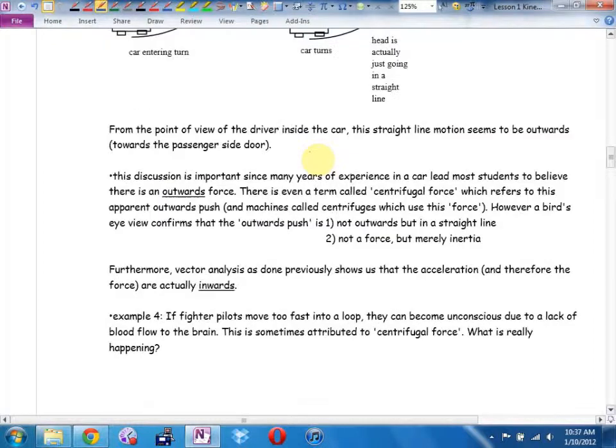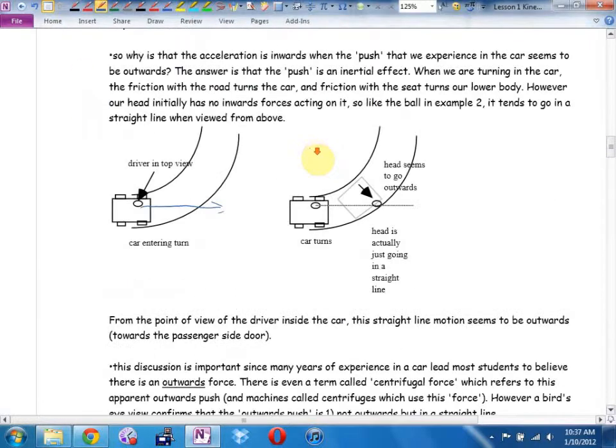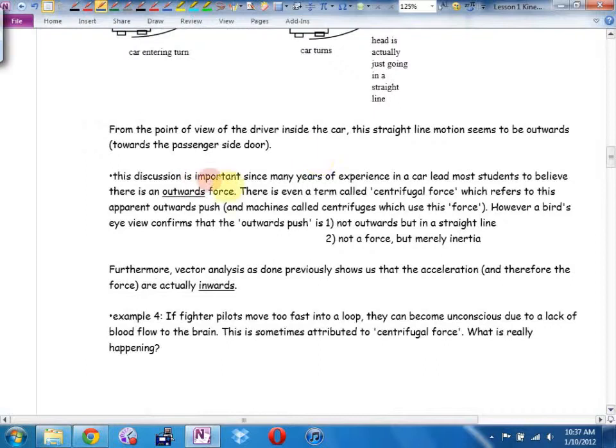The reason this is important is because of bad physics. Here is the bad physics. This discussion is important because many years of experience in a car lead most students to believe that there is an outwards force. In fact, people even gave it a name. They talk about centrifugal force with an F, centrifugal force. And centrifugal force is not a force at all. It's inertia, which refers to this apparent outwards push. There are even machines called centrifuges, which use this effect. It's not a force. It's inertia.